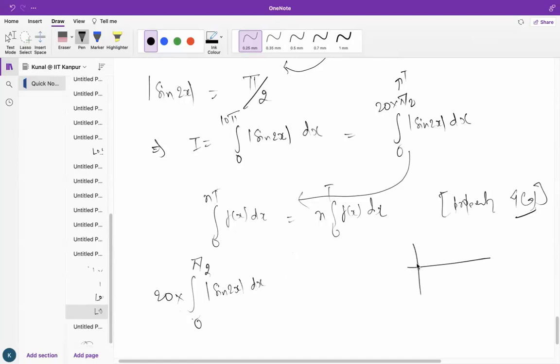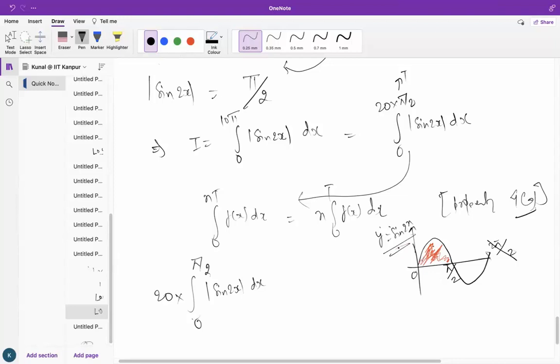Now let me draw the graph of sin 2x here. So this is the graph, actually there will be 0, this is π, and this is 2π. But here this is π/2, so this is π. So in the 0 to π/2 region, our graph is positive. Our sin 2x value is positive. This is actually the graph of y equal to sin 2x.